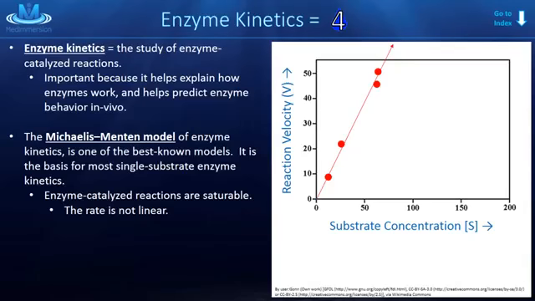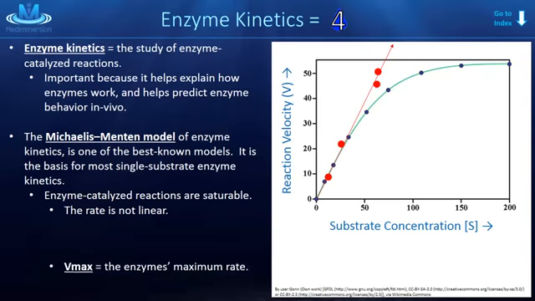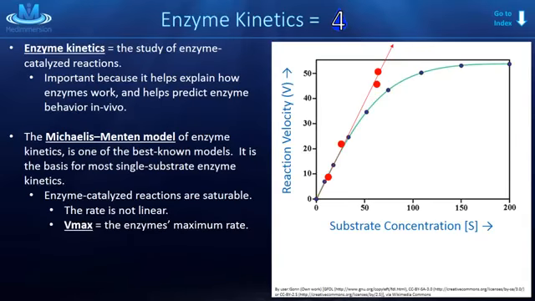This is false. What we actually see in real life is a curve that tapers as the substrate concentration increases. And the slope of that curve eventually levels out so that it doesn't matter how much more substrate you add, the reaction will not go any faster than that point. And that is called the Vmax, or the maximum velocity.